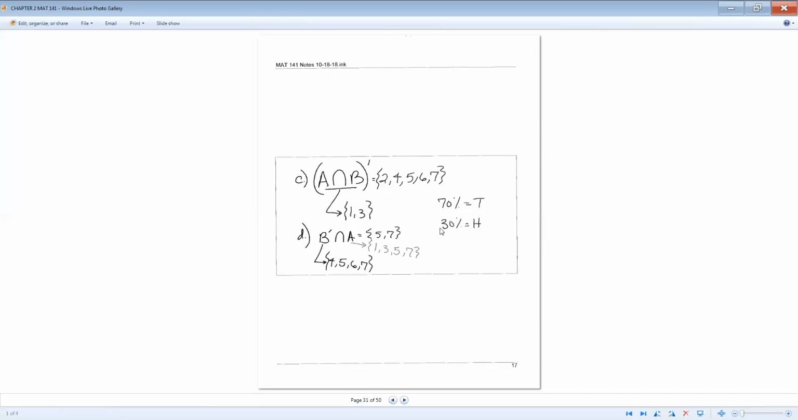This 70%, 30% was something I was discussing with a previous class about their percentage on their test and homework, so that has nothing to do with the problem.